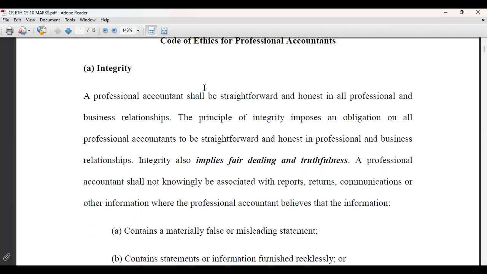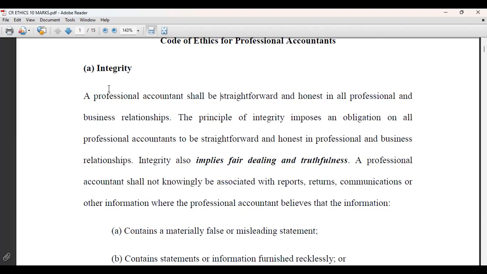So integrity simply means that what you say is what you do. Okay, so anybody who says something and does otherwise lacks integrity. So as a professional accountant, you have to have integrity. And listen, this has been a debate in my master's class before. The code of ethics never said that the professional accountant should have integrity in his life. It said the professional accountant should be straightforward and honest, i.e., so these are the two words you use to explain.